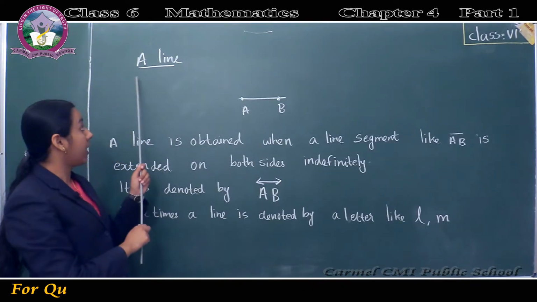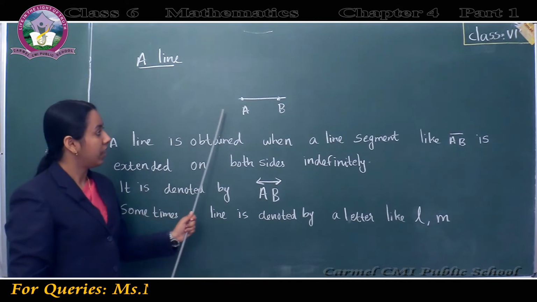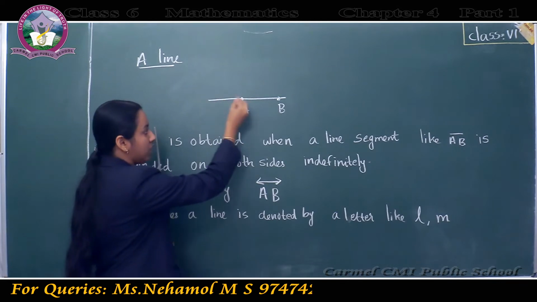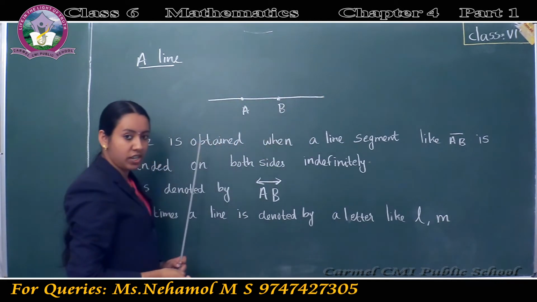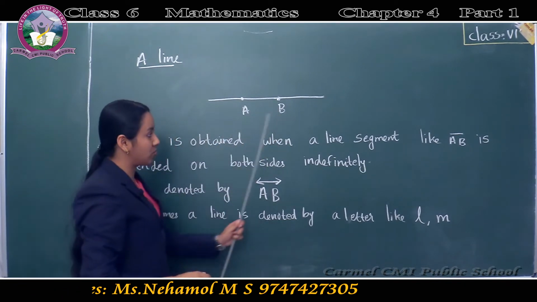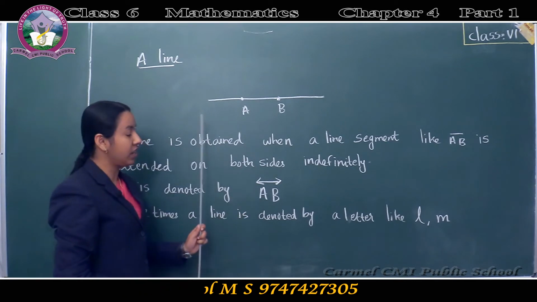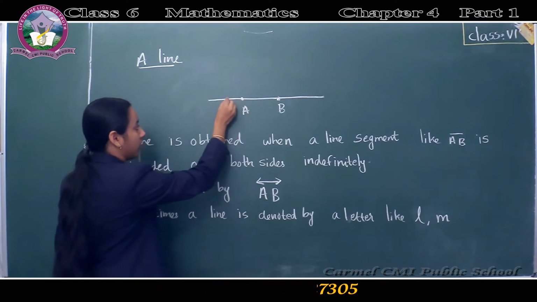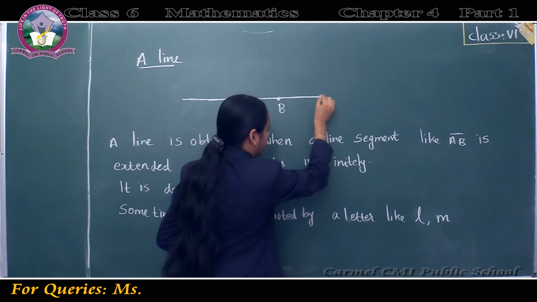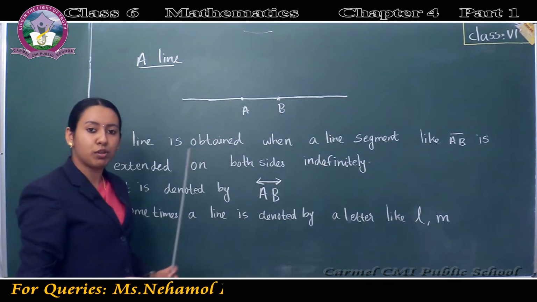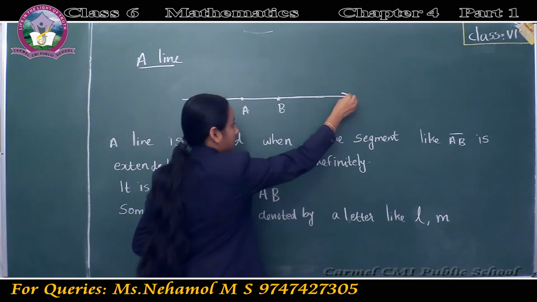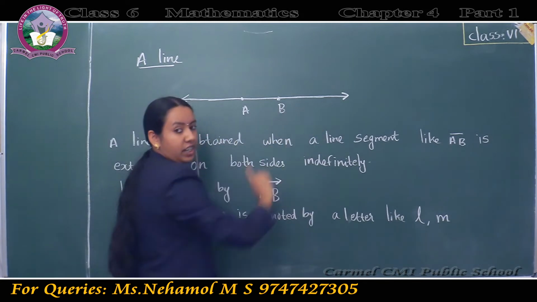Next one is a line. A line segment AB is given here. If we extend the line segment AB endlessly in both directions, we get a line. How far can I draw? I can draw till the end of the board, or you can draw till the end of your notebook. So we represent it this way. This means it is continuous.